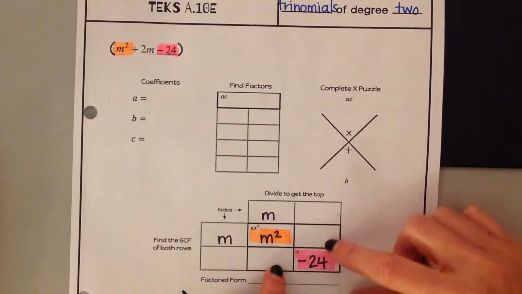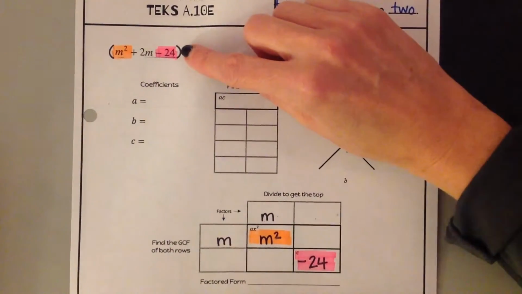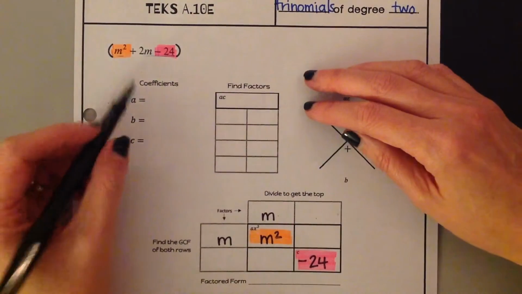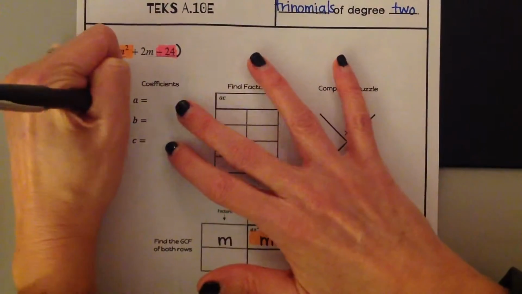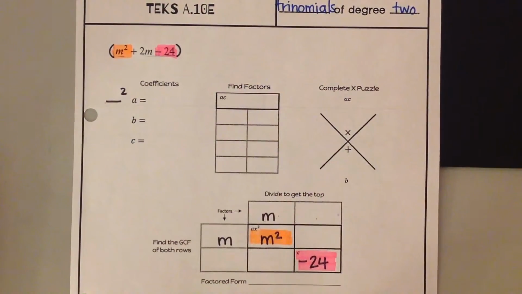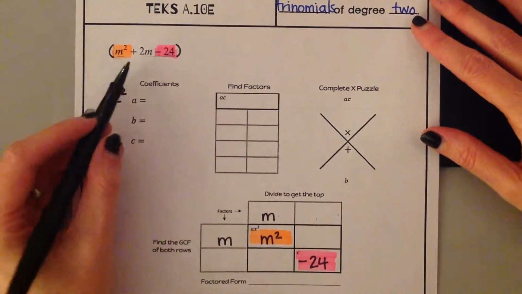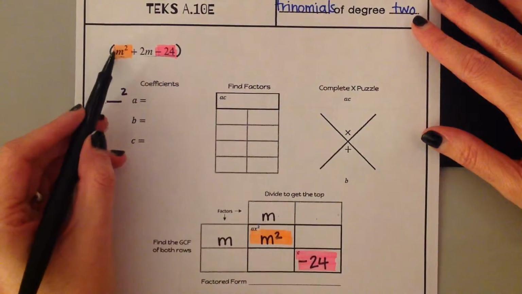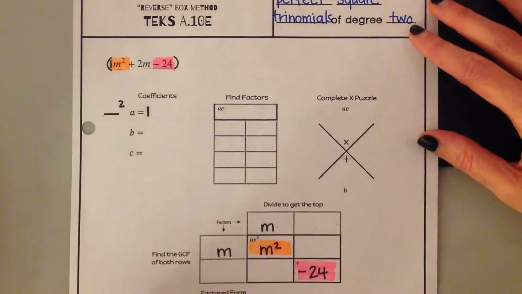Now I just have to figure out what is going to fill in my second row factor and my second column factor. And this is where we go back to our dividend, our final answer, and use the coefficients. The coefficients are how many of each term we have. The a term is going to be your squared term: m squared, x squared, p squared, n squared. So you're going to ask yourself, how many m squareds do we have here? And hopefully you're going to say 1, because there's an invisible 1 there. So our coefficient of a is 1.